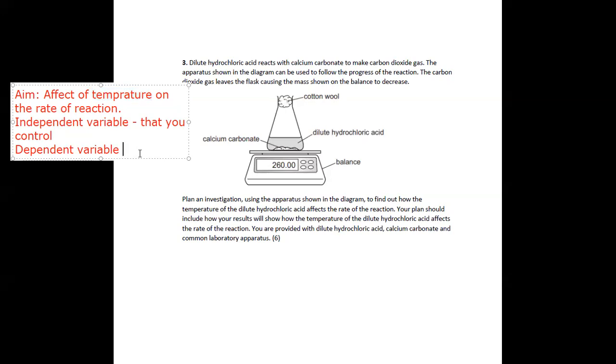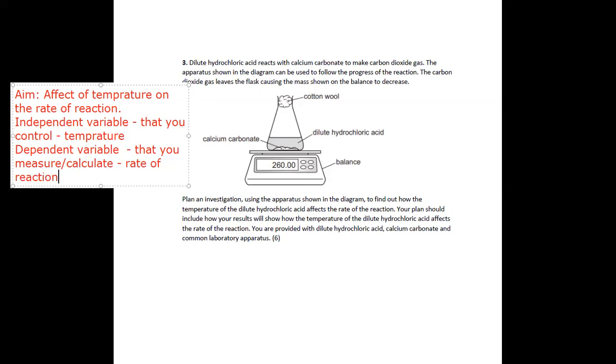The dependent variable is the variable that you cannot control, that you measure basically. What am I measuring over here? What am I trying to calculate? I'm trying to calculate my rate of reaction. So my independent variable, what am I going to be controlling? What am I going to be changing? I'm going to be changing the temperature. And after changing the temperature, I'm going to calculate my rate of reaction. And then I'm going to see what is the relationship? How is the temperature affecting the rate of reaction, right?